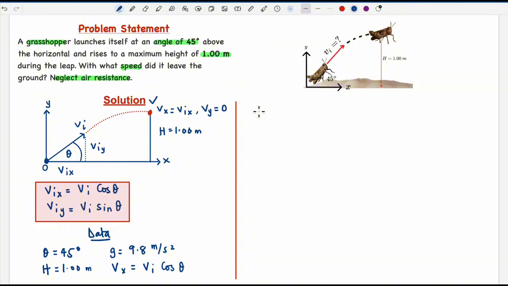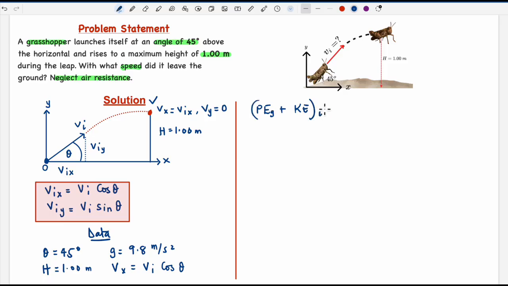Alright, so using the conservation of mechanical energy, we know that the initial total energy of this bug when it is at this point should be equal to the final total energy when the bug is at the height of 1 meter. So let's look at that. So initially there's going to be two energies. We have the gravitational potential energy plus the initial kinetic energy.